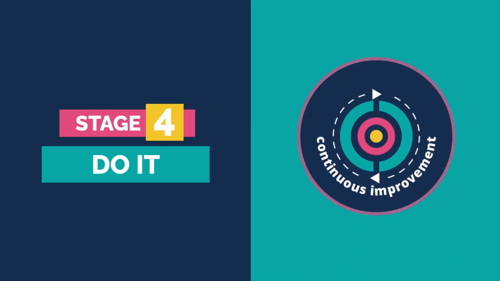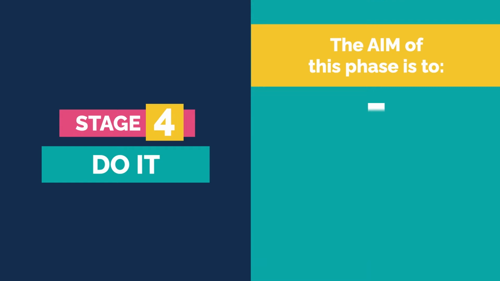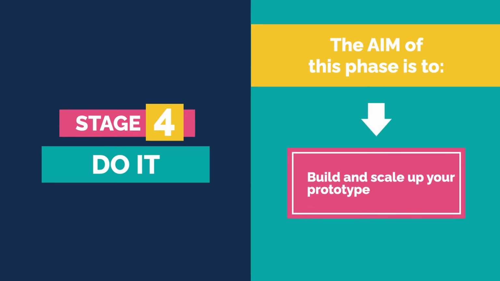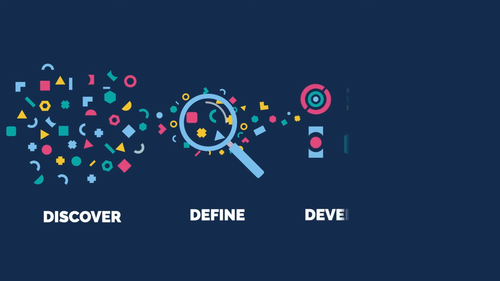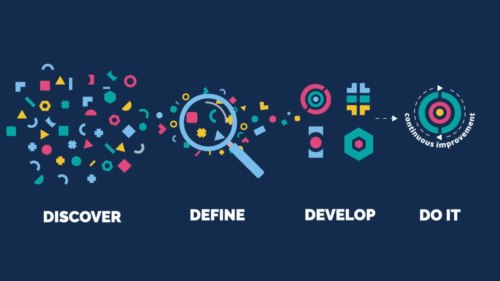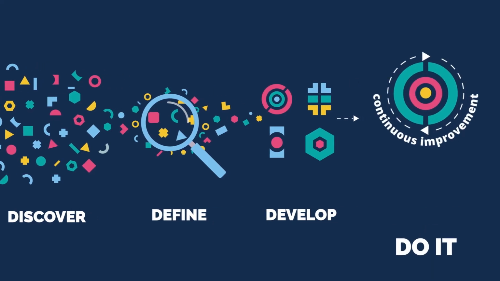The final stage of the process is called Do It. And the aim of this phase is to build and scale up your prototype. We're at the final phase of the process, and by this point you'll have conducted a piece of user research, defined the challenge, and have a working prototype.